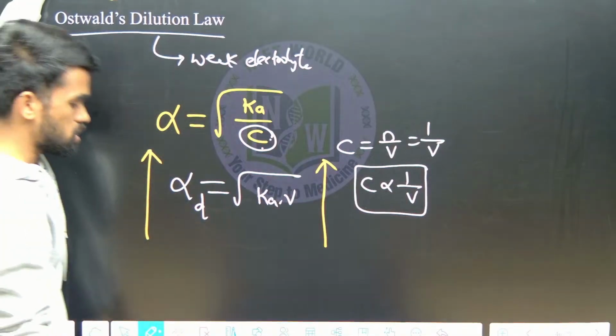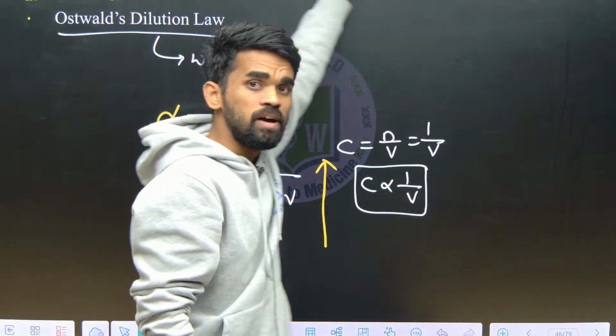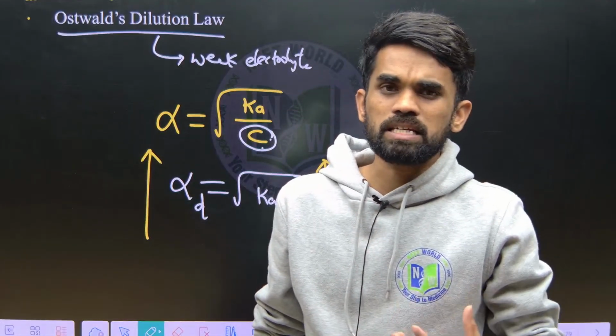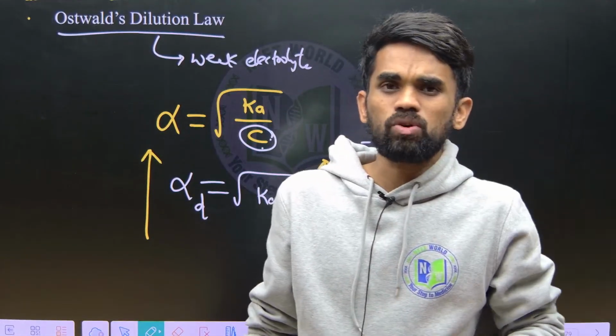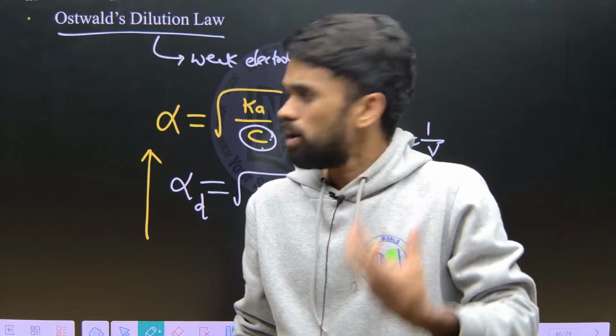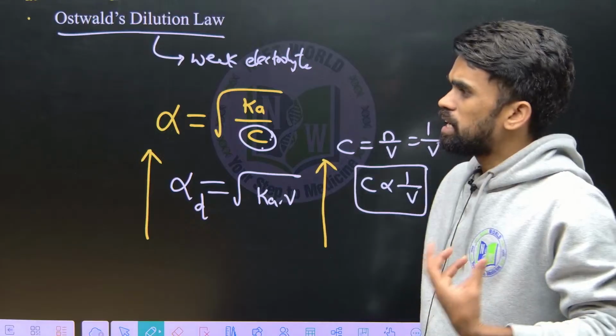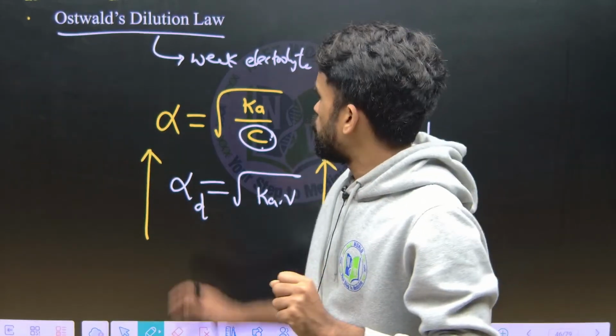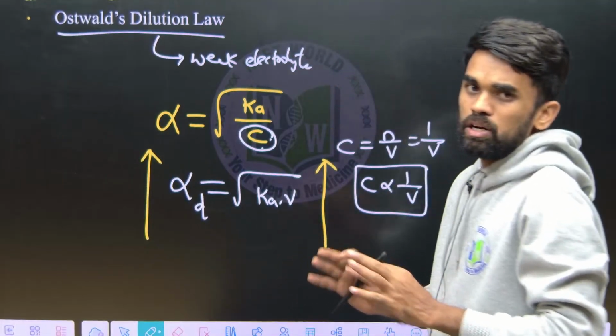So this is what the Ostwald dilution principle says, that for a weak electrolyte its degree of dissociation increases. It means dissociation of that particular weak electrolyte will be more if we dilute it. So upon dilution the degree of dissociation increases for weak electrolytes. This is the statement you should remember from the Ostwald dilution principle.